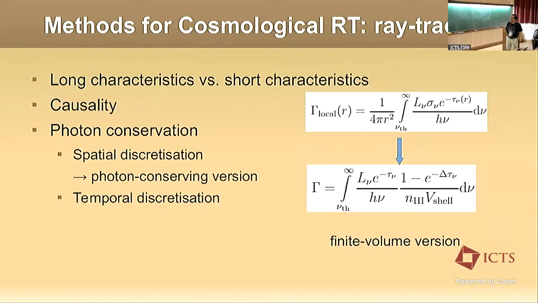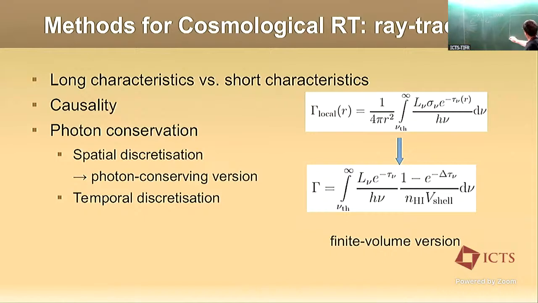So what about the photon conservation? Well, first of all, you need a photon conserving version for spatially discretized radiation. So if you write the photonization rate like we did before, you get a formula like this. You have the luminosity, which is just the power, energy per unit time, the cross section, and the absorption along the way, and then you dilute it with the geometric factor, which is fine, but it's at a point somewhere. If you have a spatially discretized setup, what you have is not a point, but you actually have cells, right?